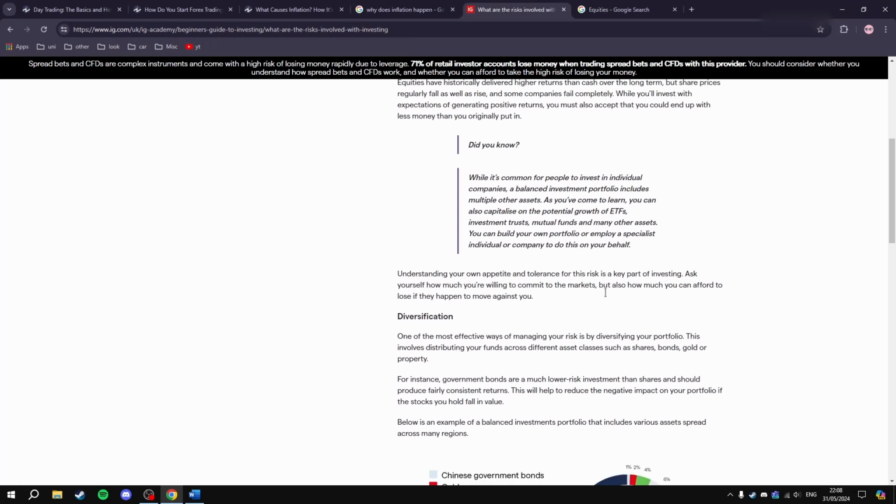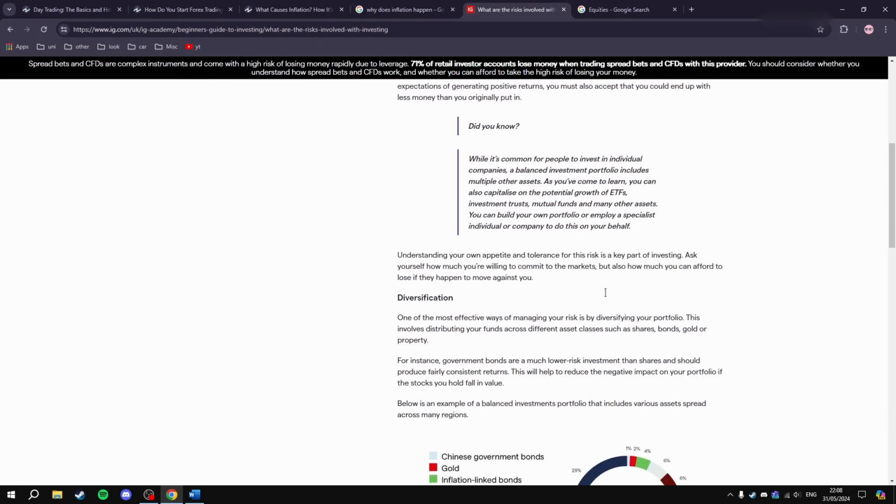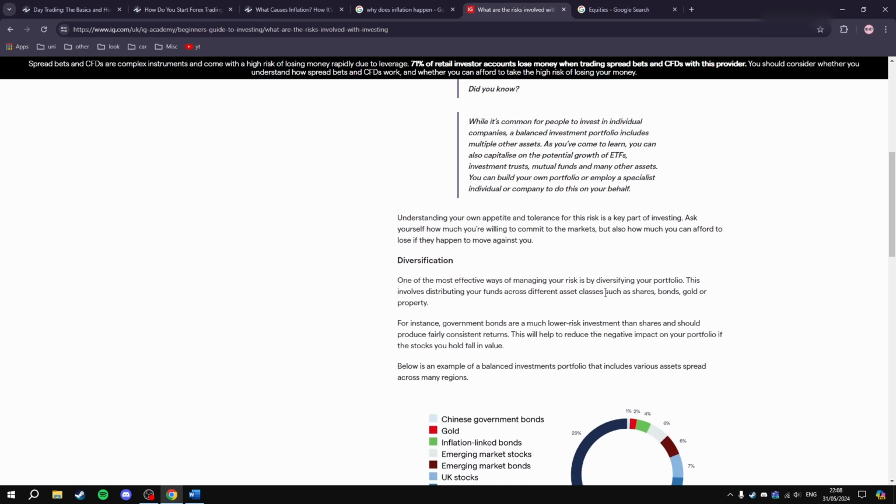Did you know, while it's common for people to invest in individual companies, a balanced investment portfolio includes multiple other assets. As you've come to learn, you can also capitalize on potential growths of ETFs, investment trusts, mutual funds, and many other assets. You can build your own portfolio or employ a specialist individual or company to do this on your behalf.